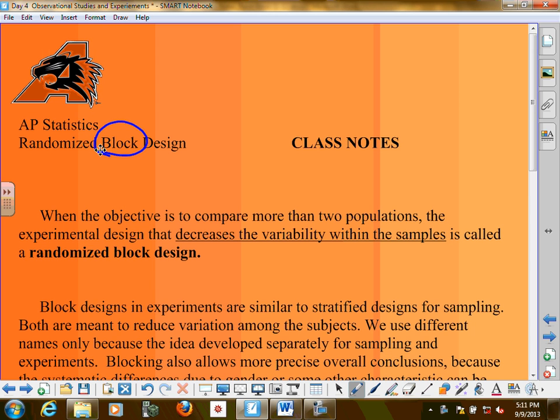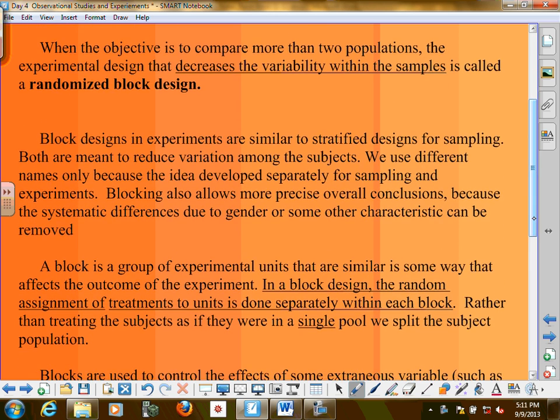So let's go through here and read some of the stuff that's put down here, and then we'll do a few examples. I'm just reading, but I'll say some things as I go along. It first talks about when you want to compare two or more populations. So maybe you need to treat the men as one group and the women as another population. You want to decrease the variability within the samples.